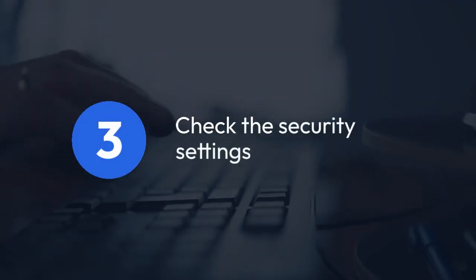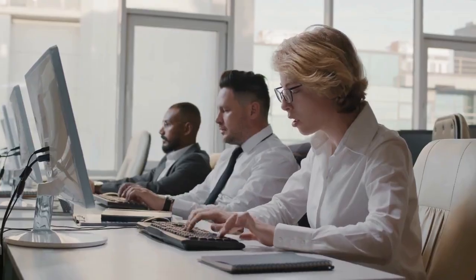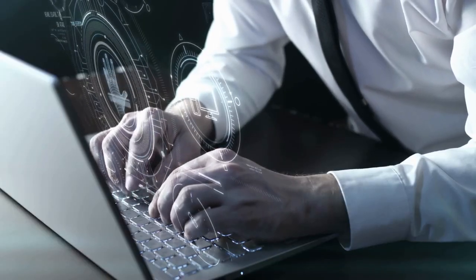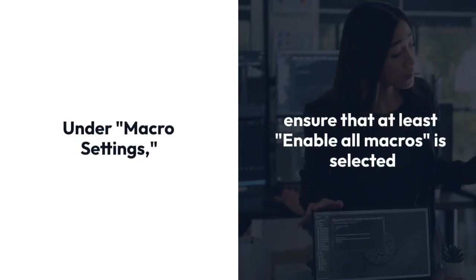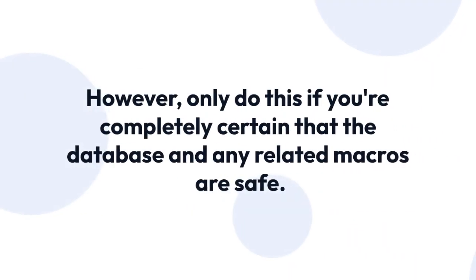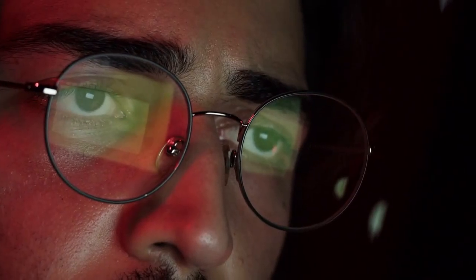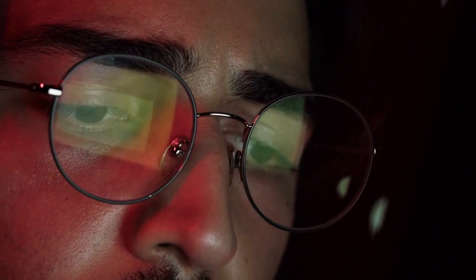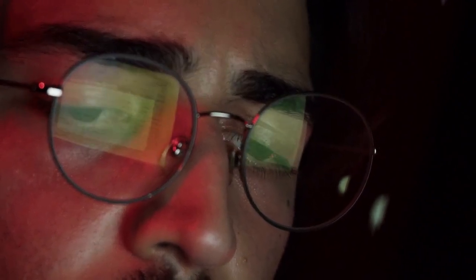3. Check the security settings. If enabling the database doesn't solve the problem, you might need to delve deeper into Access's Trust Center settings. Go to the File tab, then Options, and select Trust Center. In the Trust Center, click on Trust Center Settings. Under Macro Settings, ensure that at least Enable All Macros is selected. However, only do this if you're completely certain that the database and any related macros are safe. A more controlled approach is to select Disable All Macros with Notification, so that you get to choose which to run, or Enable All Macros except digitally signed macros.